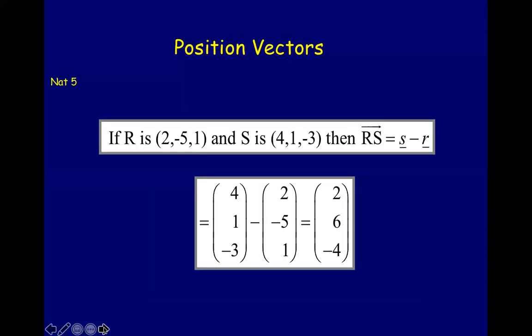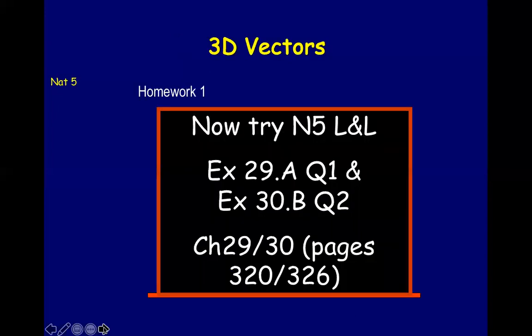Okay, so for homework, what do I have for homework? I've got 29A question 1 and 30B question 2. So you would need to go to page 320 and 326. So we get towards the end of the book, really. After that, it should be only 320. You've done quite well to get to that.